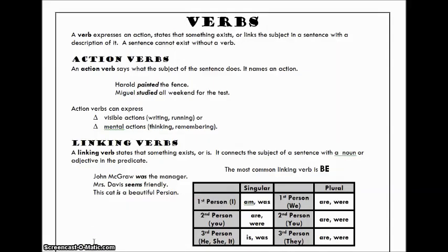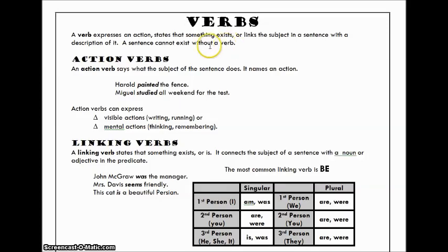And welcome to our first lecture on verbs. Verbs are words that express an action, okay? Or they state that something exists, something is, or they link the subject in a sentence with a description of it. Okay? A sentence cannot exist without a verb. If you do not have a verb in the sentence, it's not a complete sentence. It is what we would call a fragment.